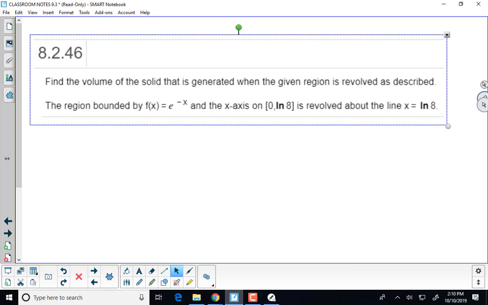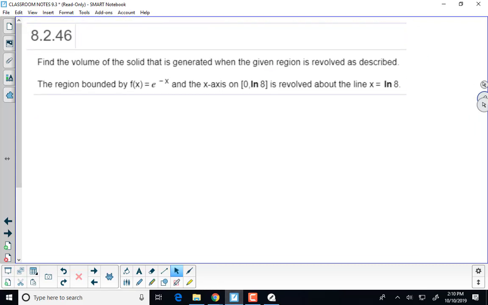Okay, so find the volume of the solid generated when the given region is rotated about the line x equals natural log of 8.